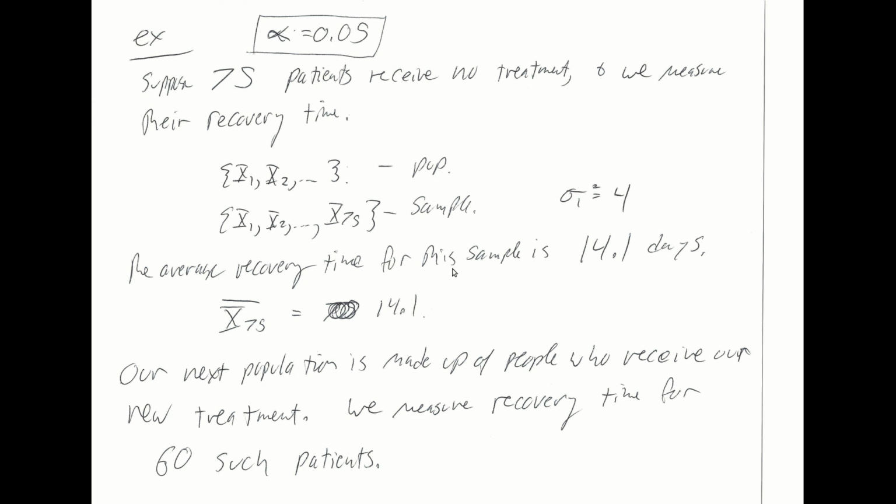Our next population is going to be made up of people who actually received this new treatment we've been studying. And suppose we managed to test 60 such patients. So we had 75 patients who received no treatment, and we're going to have 60 patients who receive treatment. Generally, you want the sample sizes to be comparable to one another. You're going to get better results if they are similar. We're not going to talk about the details of that too much, but it's not unreasonable for them to differ a bit in general.